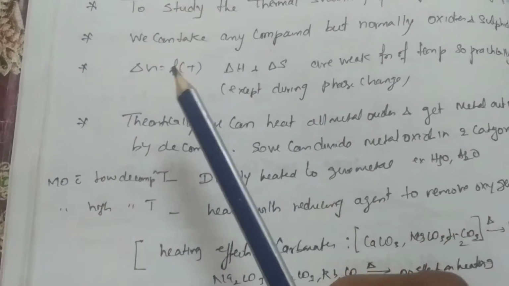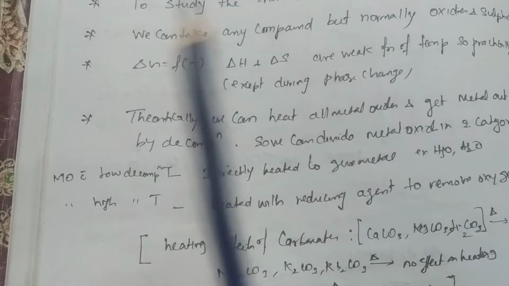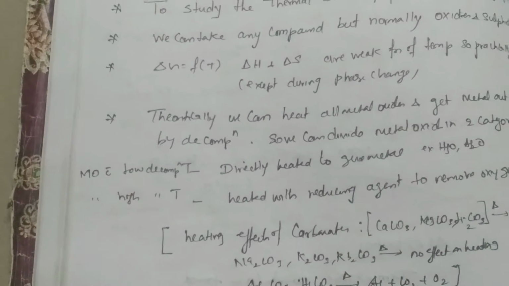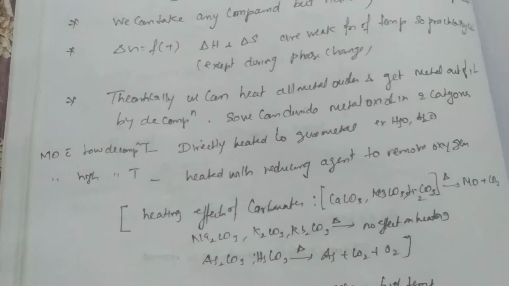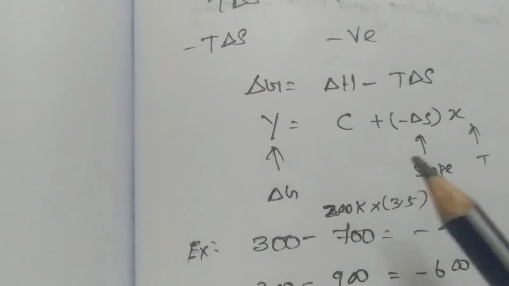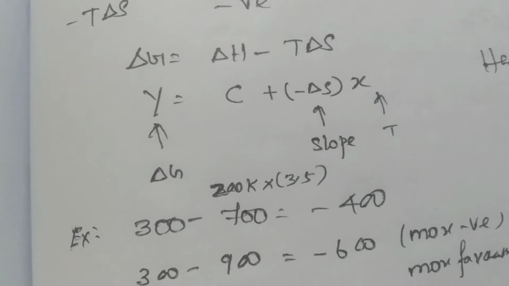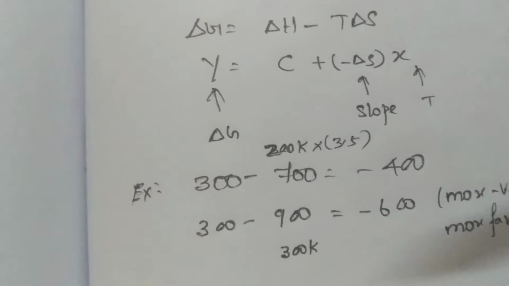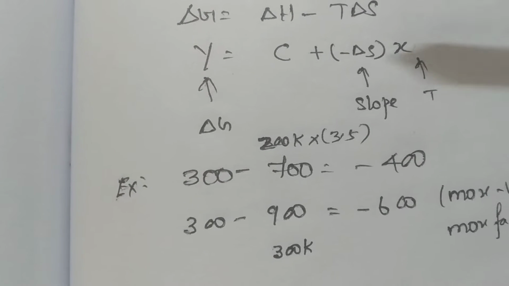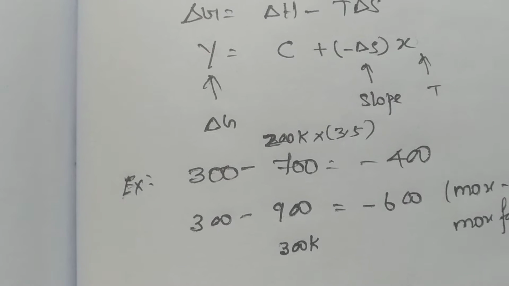Now, delta G is a function of temperature if you are trying to plot it. And delta H and delta S are weak functions of temperature, so practically we can consider them constant. We know in chemistry the equation delta G is equal to delta H minus T delta S, and this is going to be the parent equation, similar to F is equal to ma, Newton's law in physics. If you plot this with delta G on the y-axis and temperature on the x-axis, we get the slope as negative, that is minus delta S.